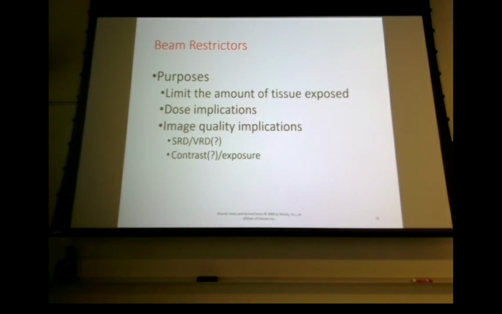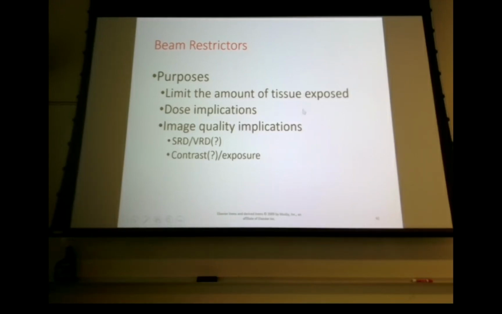Where we might have a marginal effect on contrast now, collimation used to really affect contrast quite a bit. Not so much anymore, but there still is that patient exposure component to it, which has become much more important than it was before. It limits the amount of tissue exposed, so your dose goes down, but you also create less scatter radiation.